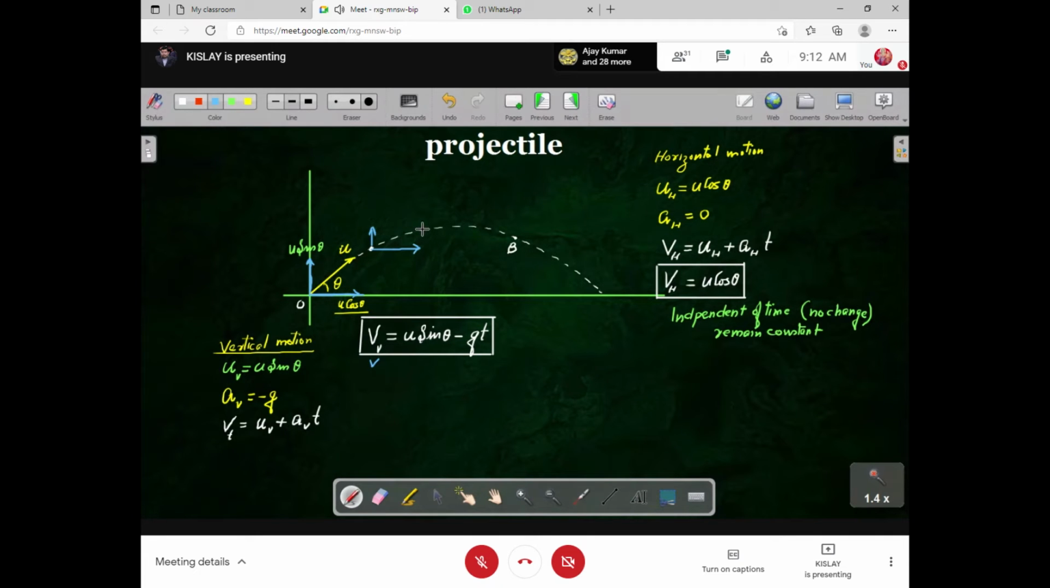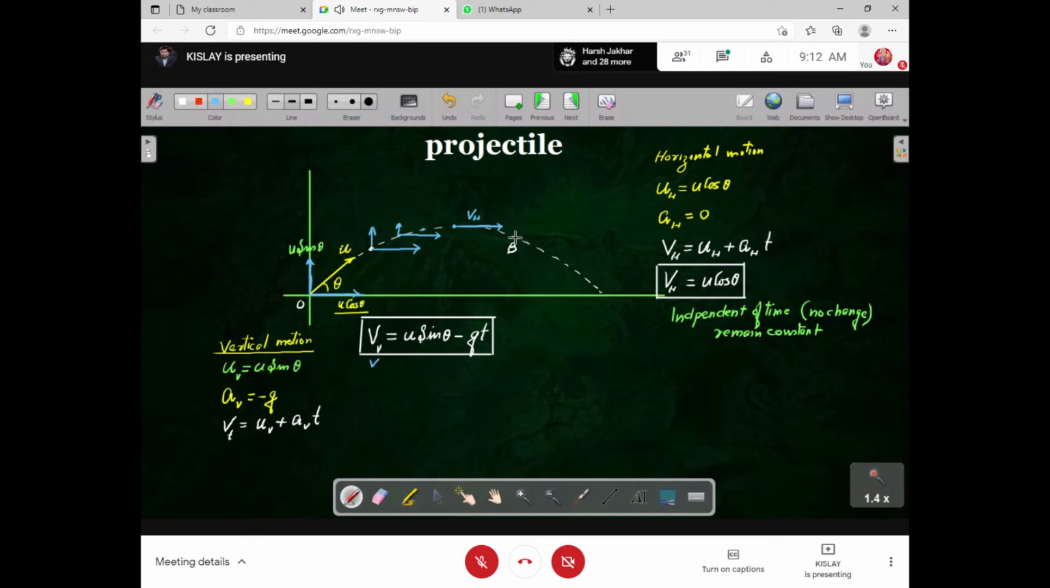So ultimately, if we want to show it at one more place, it will be like this. Horizontal velocity remains the same, and vertical velocity reduces. And at the highest point, vertical velocity becomes 0. It has only the horizontal velocity. No vertical velocity at the highest point.